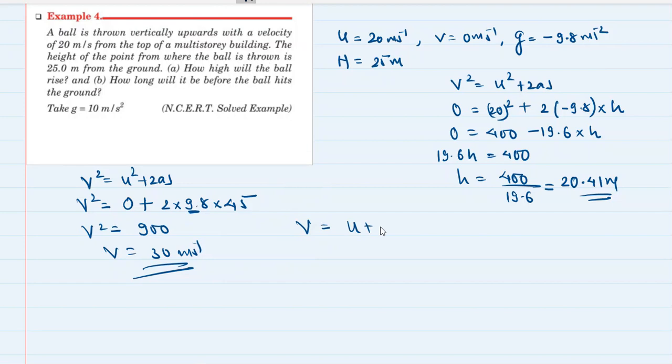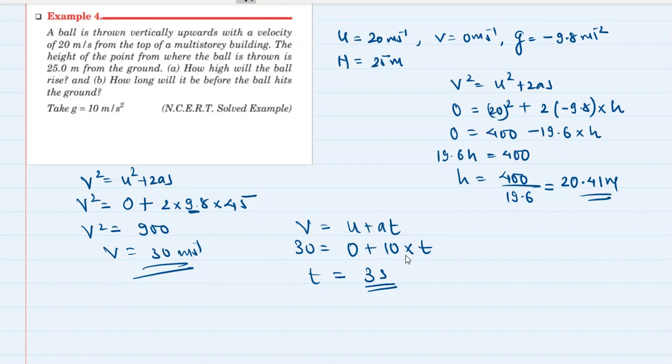V is equal to u plus at. Final velocity is 30, initial velocity is 0, plus this is let's say 10 multiplied by t. So time taken will be 30 divided by 10, right? So 3 seconds. It will take 3 seconds approximately for the ball to hit the ground. How long will it be before the ball hits the ground?